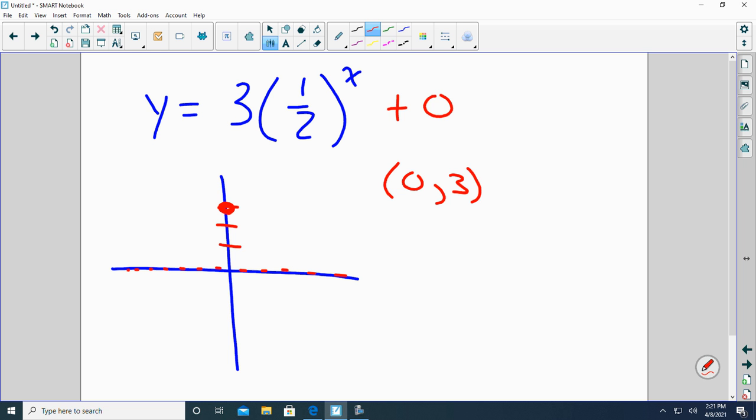And then sometimes you might want to plug a negative number in. Let's plug a -1 in. If I plug -1 in, I get 1/2 to the -1, which is equal to 2. 2 times 3 is 6. So -1, 6. So this graph looks very similar to this.